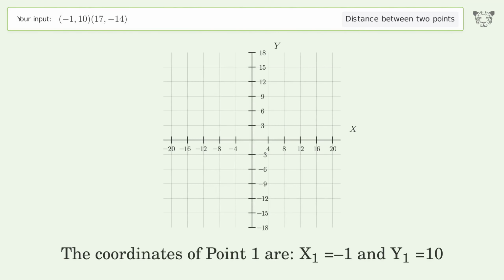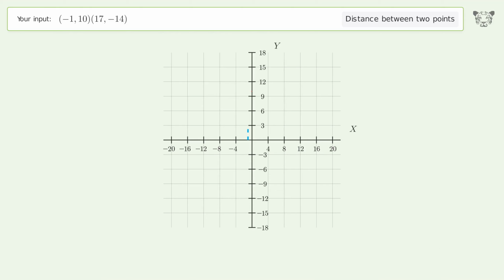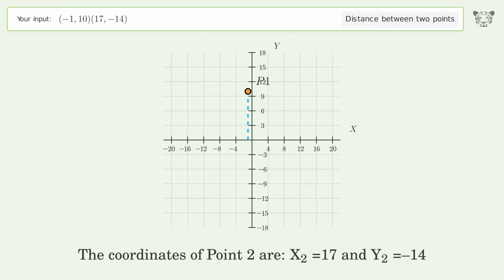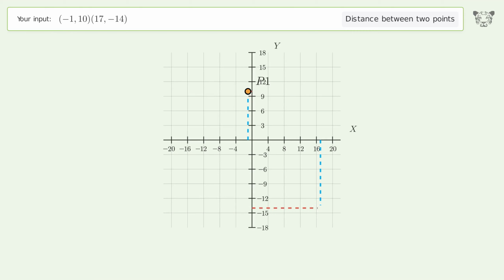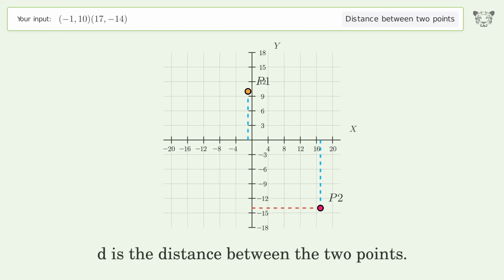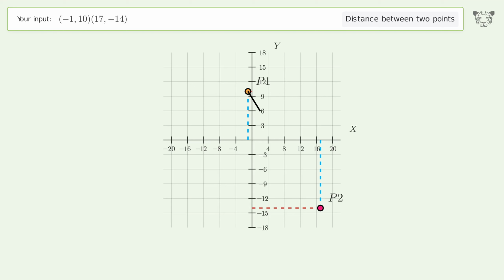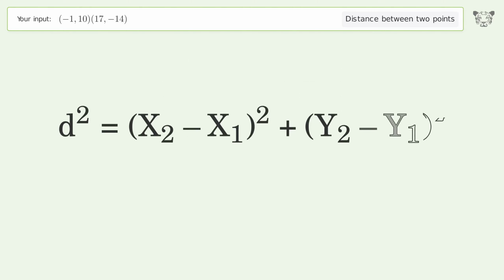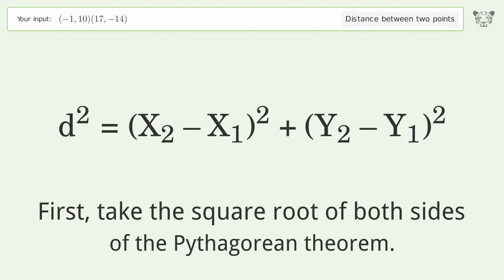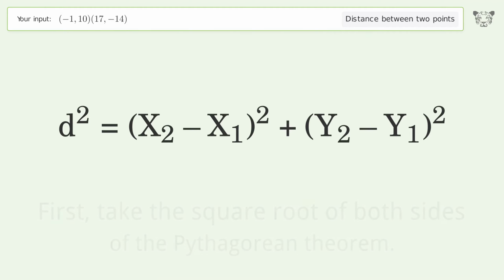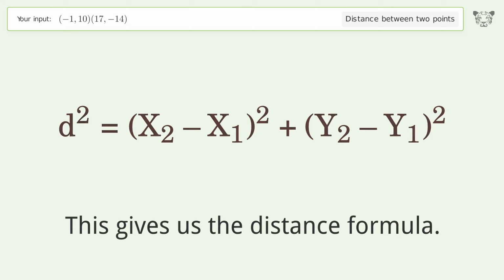The coordinates of point 1 are x1 equals -1 and y1 equals 10. The coordinates of point 2 are x2 equals 17 and y2 equals -14. D is the distance between the 2 points. First, take the square root of both sides of the Pythagorean theorem. This gives us the distance formula.